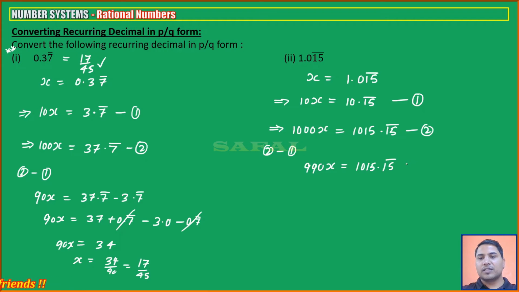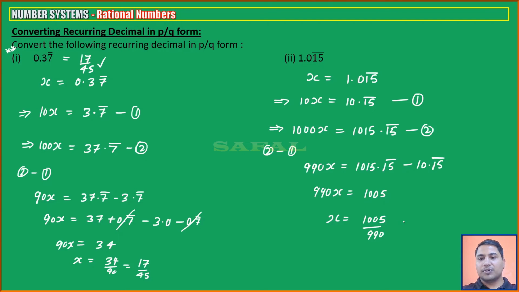Now the right hand side we'll have 1015.15 bar minus 10.15 bar. Similarly you can split it, or directly you can write 990x. Now 1015 minus 10 is 1005. So 990x is 1005. So x is 1005 by 990. Okay, so this can be further simplified.